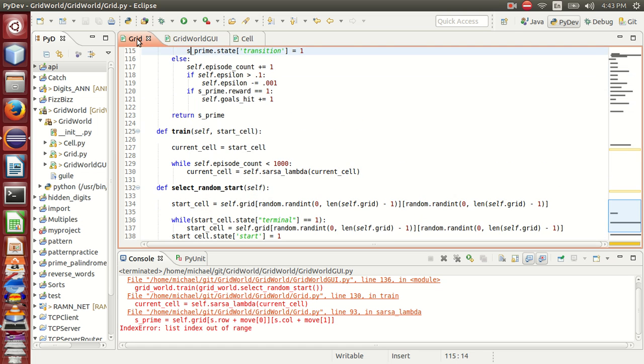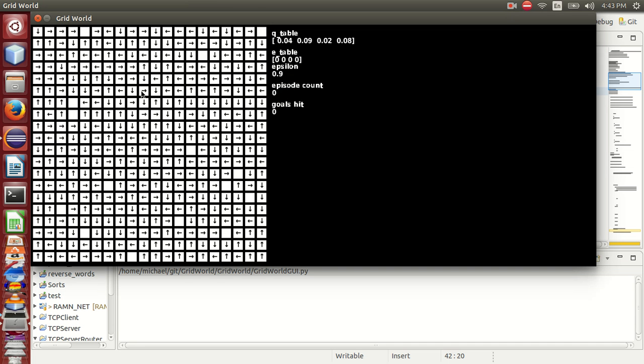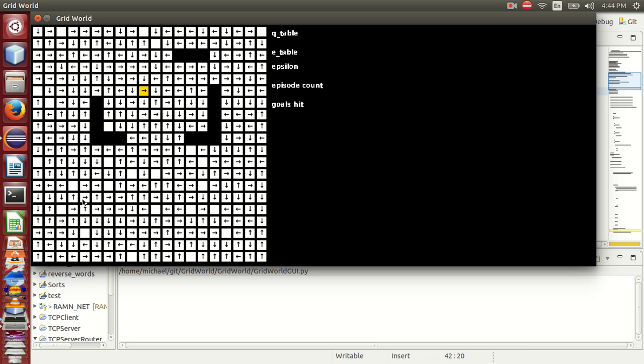So I'll go ahead and start the GUI. When I start the GUI, the gold square represents the goal. Black squares represent walls in which the agent will receive a negative reward. So I'll go ahead and add some walls and then get to training. Right now I have it set to train for 1,000 episodes, so that might take a little while.